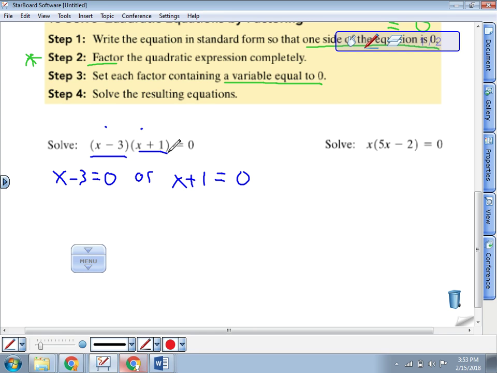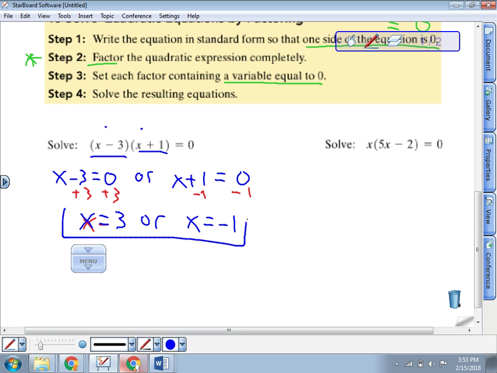And then I just simply solve. If I want to solve this side, I just add 3 to each side. So x can equal 3. Or, on this side, I have to add 1 to get x by itself, so x is going to equal -1. So here's my answer: 2 solutions. If I put in a 3, well, 3 minus 3 is 0, and 0 times anything is 0. Or if I put in a -1, -1 plus 1 is 0. Again, 0 times anything is 0.